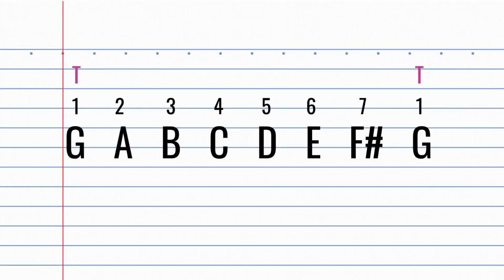Now, let's take a key like G major. The 7th scale degree of G major is F sharp. And even though it's F sharp, we don't call it the sharp 7 of G major. That's just the 7th scale degree of G major. It can be a sharp or a flat. If it's in the key, it's just a regular number.